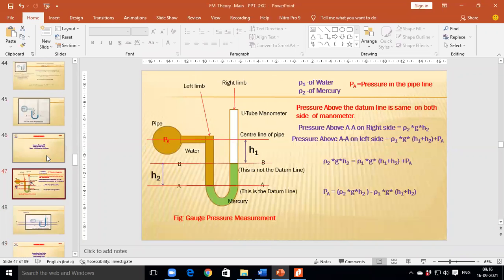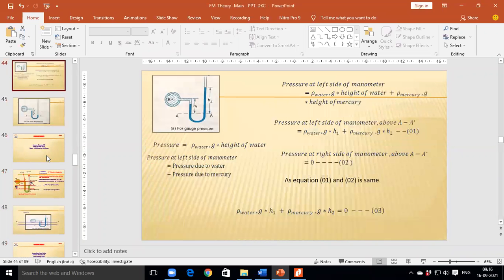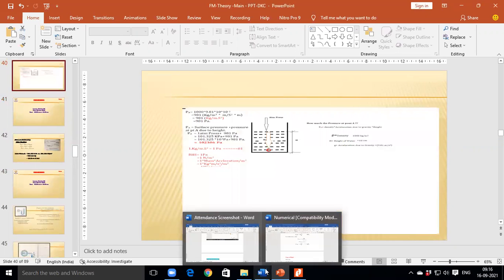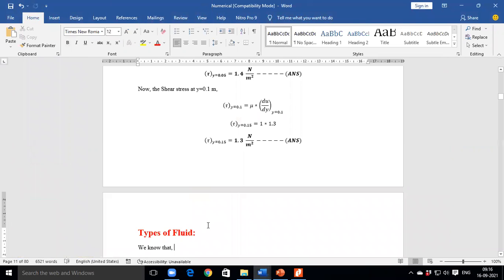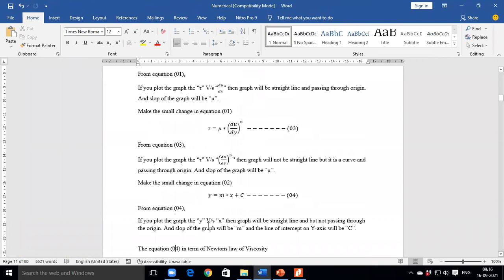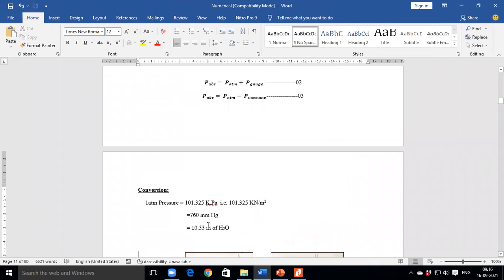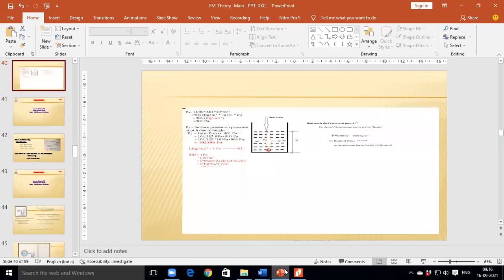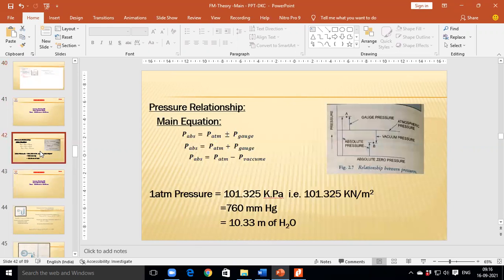Today we discuss the various types of pressure measurement. Fluid pressure measurement. What are the different types of pressure? Different types of pressure: atmospheric pressure, gauge pressure, and absolute pressure.